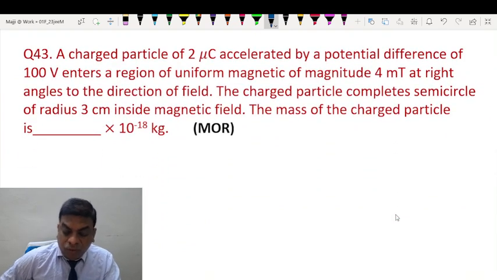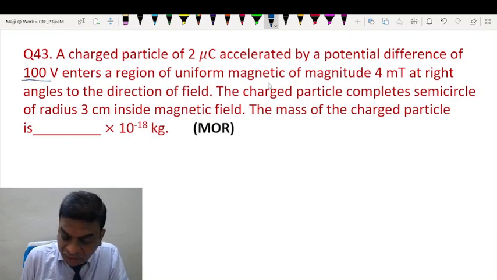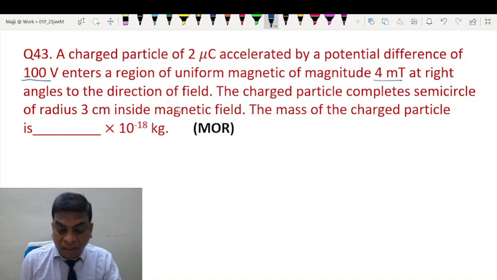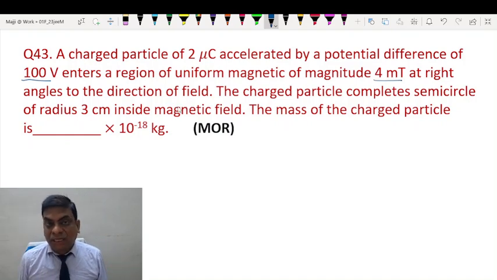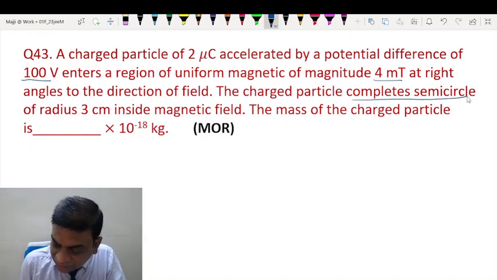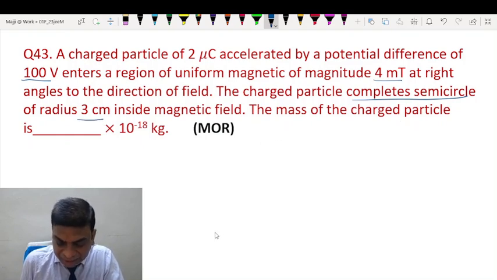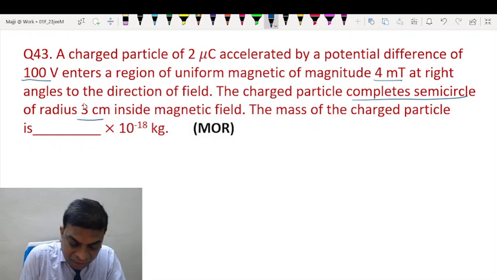A charged particle of 2 microcoulomb accelerated by a potential difference of 100 volt enters a region of uniform magnetic field of 4 millitesla at right angles to the direction of field. As we all know, students, when a charged particle is projected at right angles to the magnetic field, it will go along a circle. So the charged particle completes a semicircle of radius 3 cm inside the magnetic field. Find the mass of the charged particle. So we are being informed regarding the radius. So try to note down the formula for radius.